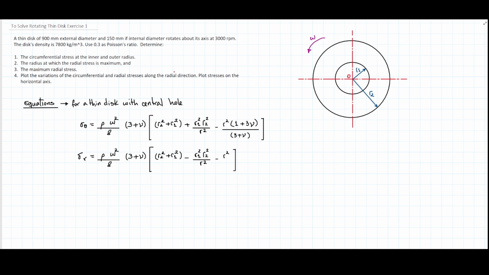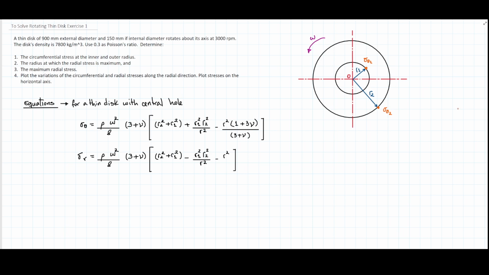So we're being asked four things. The first one is calculate the circumferential stress in the inner and the outer radius, meaning what is the value of this stress at this point in here and this point in here. So we can mark it as, for example, sigma theta 1 and here sigma theta 2.